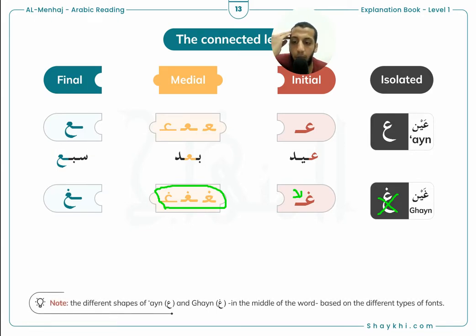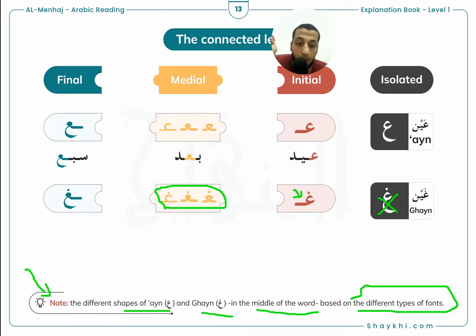Here is the note we were talking about, the different shapes of Ayn and Ghayn in the middle of the word based on different types of fonts. So if you, for example, open a Word document or whatever document and you write letter Ghayn in the middle form, if you choose different fonts, you can see this one and this one and this one. It doesn't depend on a certain rule to use any one of them. No, it's just different fonts.